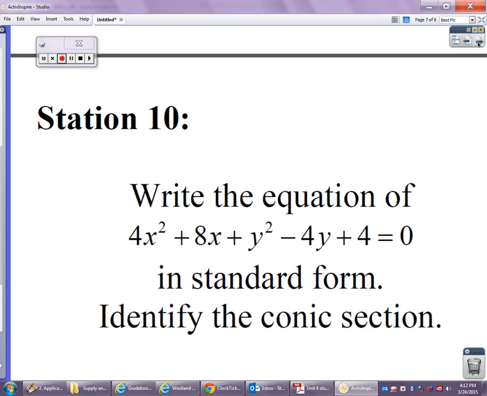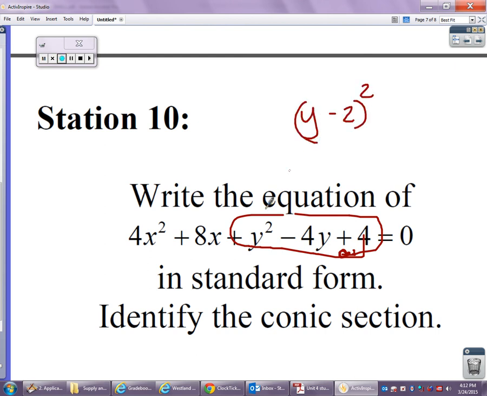I think this is the last one. Oh, there's actually 2 more. Write the equation of this in standard form. So here we have 2 things that are being squared. So we're going to leave them both on the same side. Let's subtract 4. Actually, we don't have to subtract 4 because this part of the equation is already a perfect square trinomial. So I'm going to factor this to y minus 2 squared.